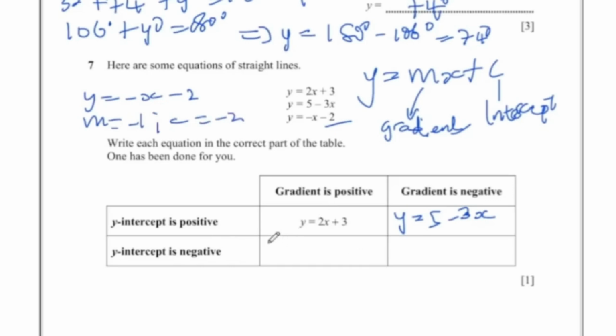So I'm going to write this here. Y is equal to minus x minus 2. Good. Now for you to earn this 1 mark, you need to get this. So if you fail any of this, you don't earn this.